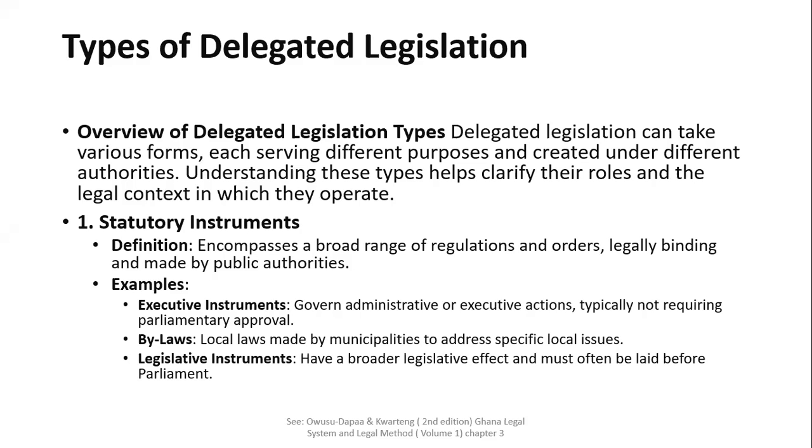Delegated legislation has various types and can take various forms depending upon the purpose which they are serving, and also depending upon the authority under which they are made. Therefore, we have statutory instruments. A statutory instrument encompasses a broad range of regulations and orders which are legally binding and made by public authorities. So examples are executive instruments.